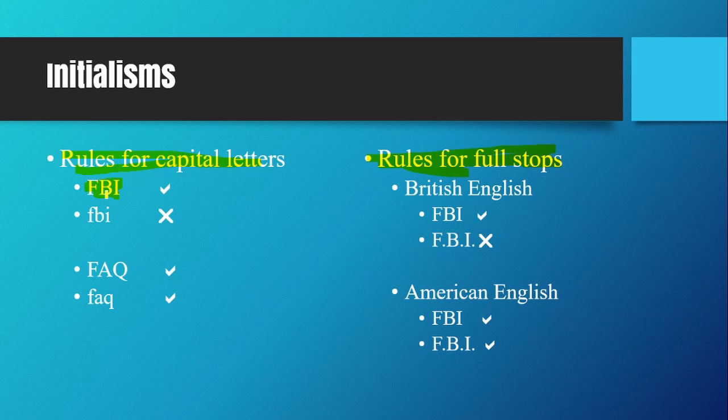We write Federal Bureau of Investigation with capital letters for the first letter of each word, because it is a kind of official organization. Therefore, we have no choice. We must also write the abbreviated form in capital letters. If we write the abbreviation in small letters, that would be unfair and it would be considered wrong. So, F capital, B capital, and I capital would be correct.